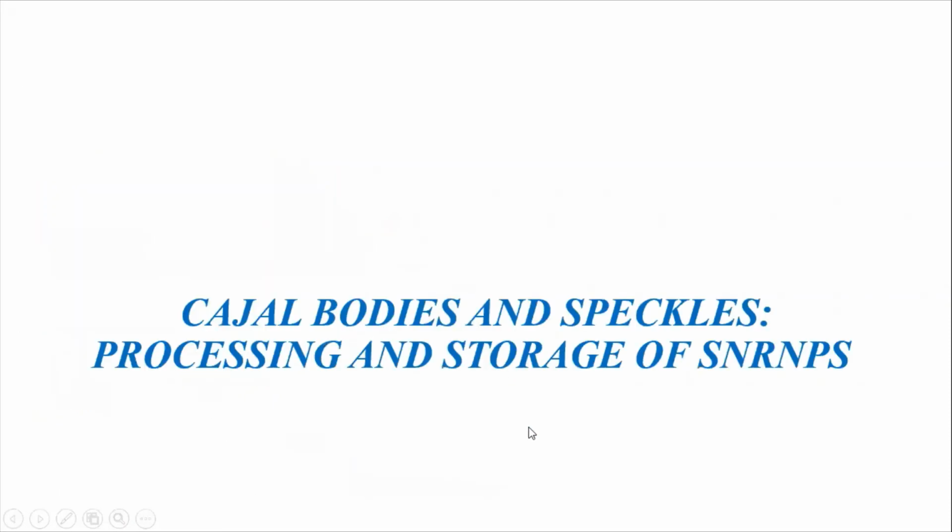Okay. Now the last things, the Cajal bodies and the speckles. What are these actually? They are for processing and storage of your snRNPs. Now, where do you find snRNPs? Yes, Tanvi? I have mentioned this. What is snRNPs? Full form is small nuclear ribonucleoproteins.